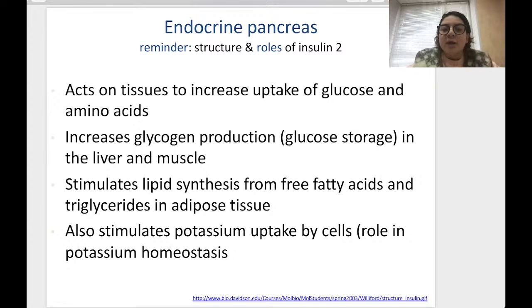Okay, structure and role of insulin. It acts on tissue to increase uptake of glucose and amino acids. You understand? It increases glycogen production, or glucose storage, in the liver and muscle. It stimulates lipid synthesis from free fatty acids and triglycerides in adipose tissues. Also, insulin stimulates potassium uptake by cells. It has a role in potassium homeostasis.